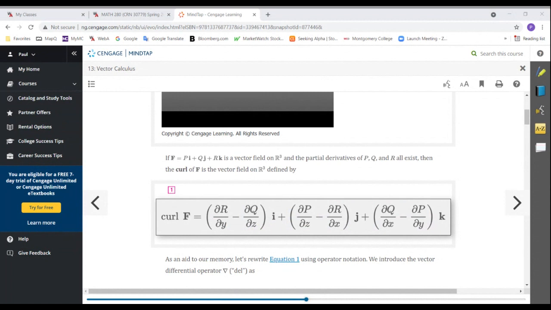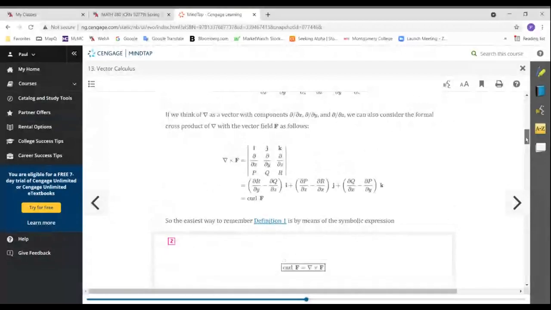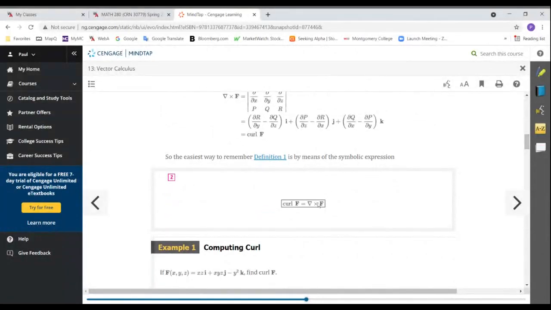But what we did was we were able to show that the curl of F was equal to the cross product of the del operator, which is the operator from the gradient vector, with that vector field F. And so that's how we compute the curl. And again, in that example that I just talked about, we computed the curl that way. And you have that in your notes.